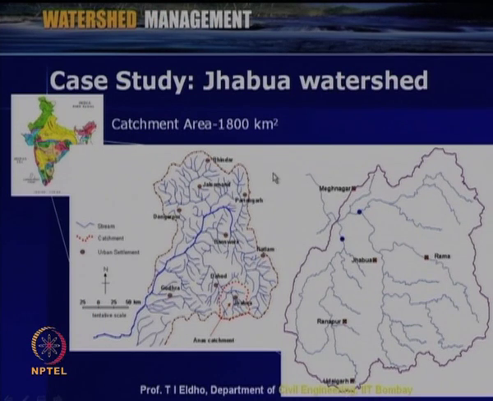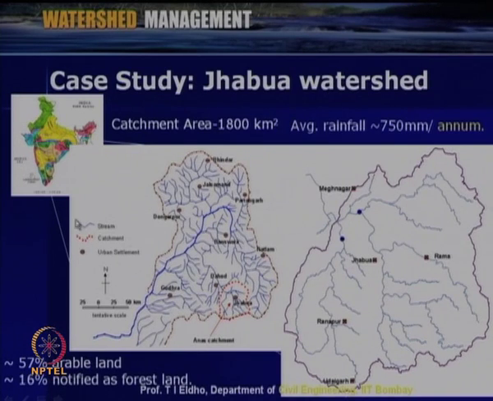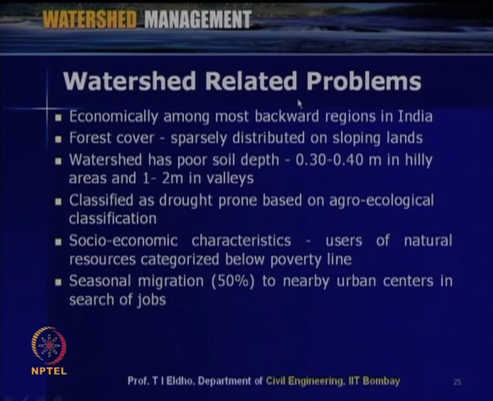The total area is about 1800 square kilometers, and the average rainfall in the area is 750 millimeters per annum. Before the watershed management practices were implemented in the 1990s and the beginning of 2000, about 57% of the area was arable land and 16% was notified as forest land. Some of the important problems found in this area: it was economically among the most backward regions in India. Forest cover was very sparse, the watershed had poor soil depth, it was classified as a drought prone area, and socio-economically, most of the people were below the poverty line. There used to be seasonal migration to nearby urban centers in search of jobs.